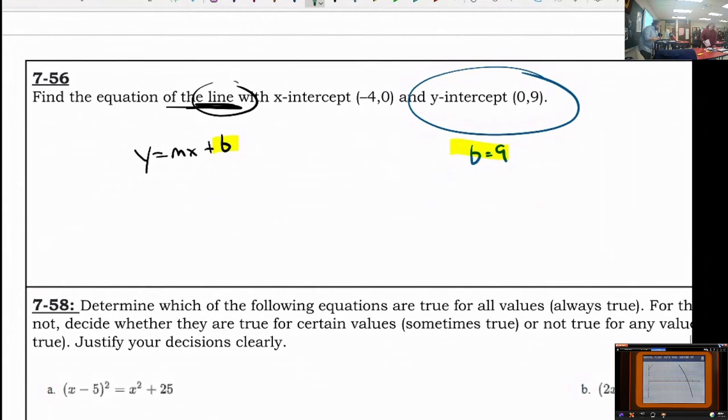As far as the slope goes, all we got to do is figure out the change in y and the change in x, which is, again, relatively easy to do because they told us the 2 points that are on there. We have x and y, we have x and y. We have a 9 minus 0, and we have 0 minus negative 4.